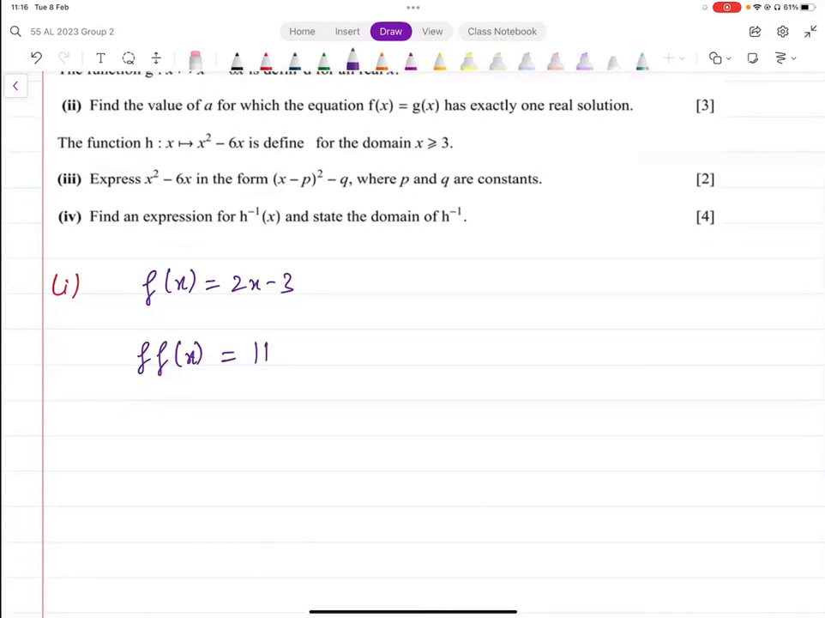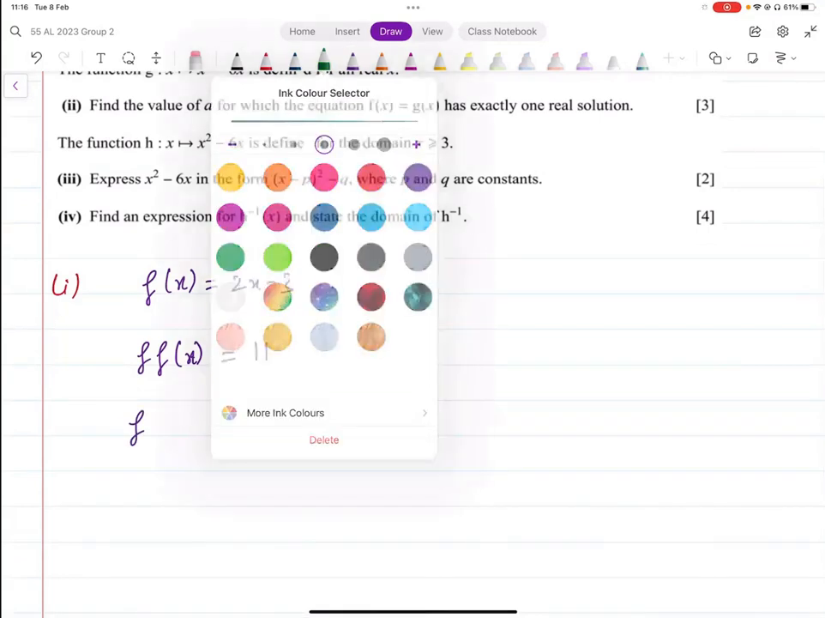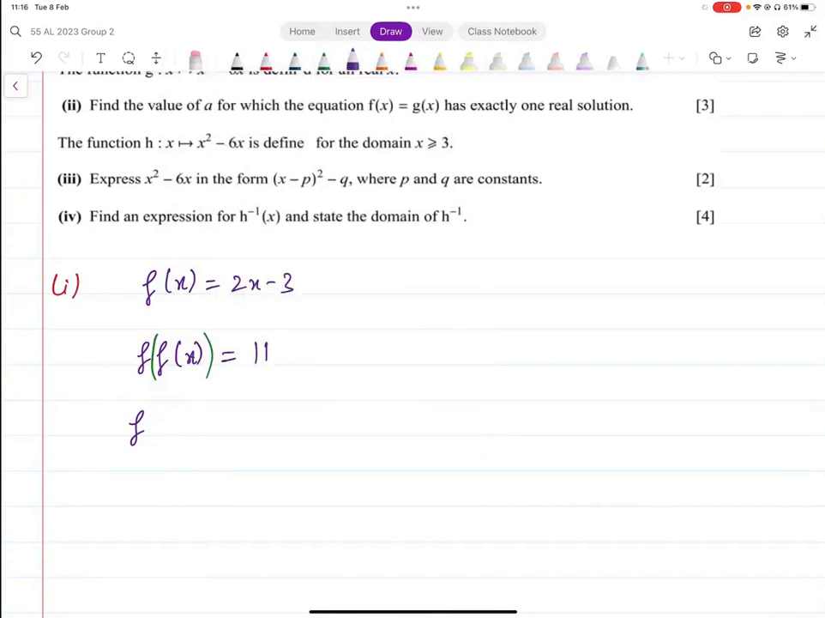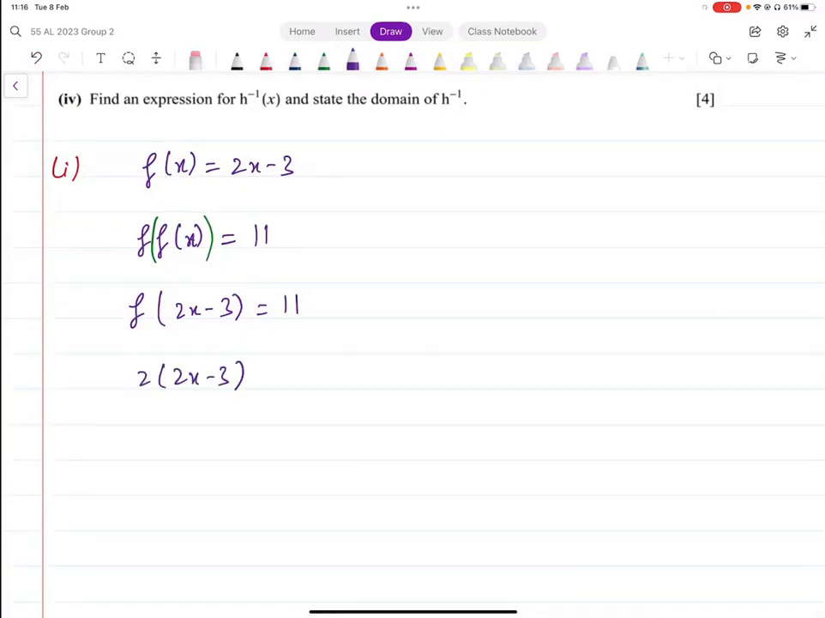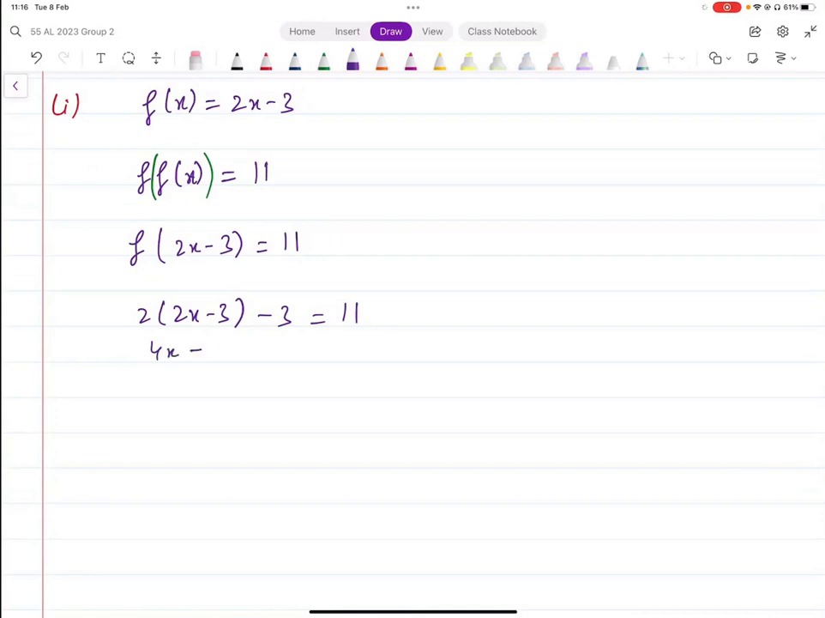Okay. So what do we do? We have another bracket here, like this. We say it's f of 2x minus 3 equals 11. And then we input 2x minus 3 in the function f. So it becomes 2 into 2x minus 3 minus 3 equals 11. Okay. And now we can solve this further. We get 4x minus 6 minus 3 equals 11. And that gives us 4x equals 11 plus 9, that is 20.